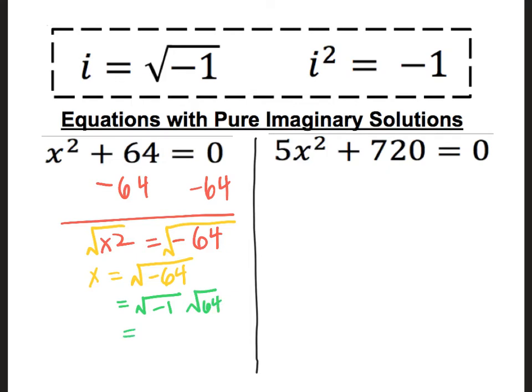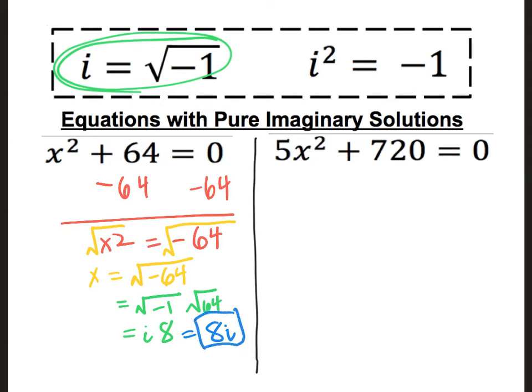The square root of negative 1, like we have written up top, is i, and the square root of 64 is 8. I'm going to rewrite that because I want the 8 to go first, but my final answer would be 8i. And I sort of forgot something, but when you take the square root, you're really going to get a plus or minus. So we should carry that throughout, and it's going to be plus or minus 8i.